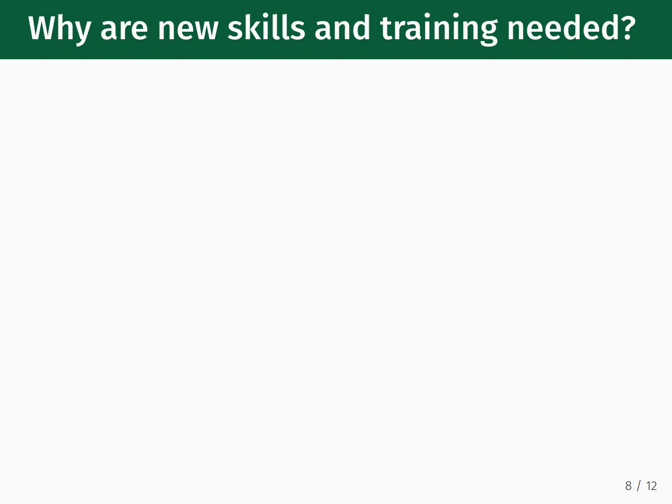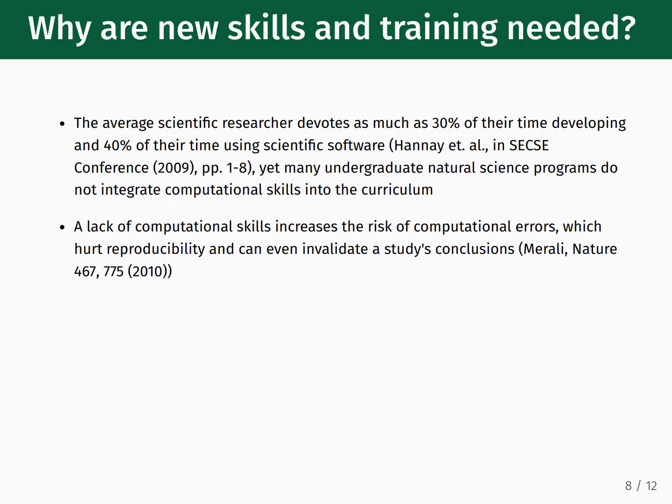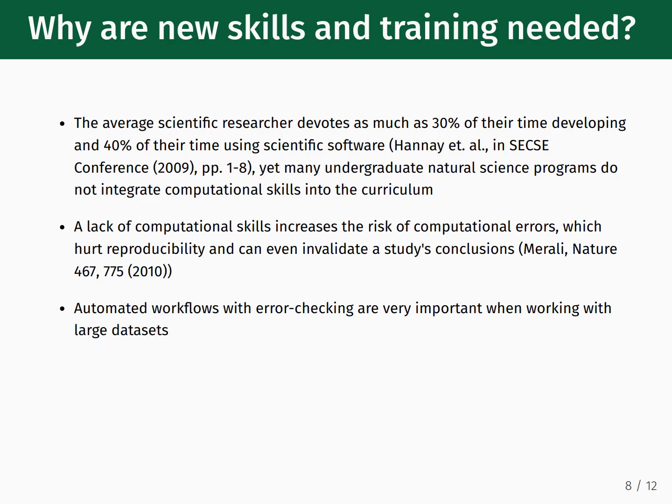A 2009 survey of scientific researchers found that, on average, they devote as much as 30% of their time developing and 40% of their time using scientific software, even though many undergraduate natural science programs do not integrate computational skills into the curriculum. This lack of computational skills increases the risk of computational errors, which hurt computational reproducibility and can invalidate a study's conclusions.